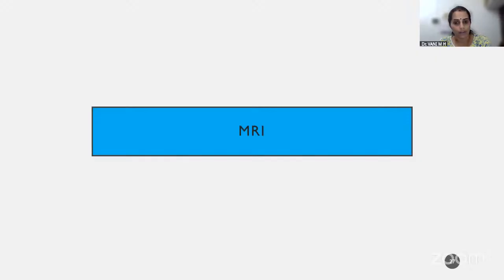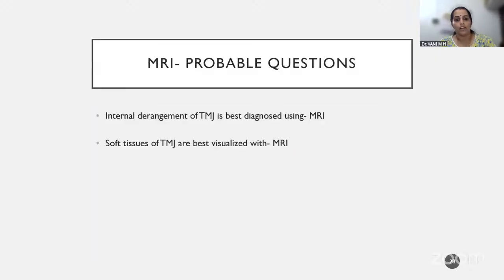So coming to MRI. A few MCQs that were seen in the question papers were on soft tissues of TMJ, like disc derangement disorders or internal derangement of the TMJ disc. All these are best diagnosed using MRI. So especially MRI is for soft tissue visualization.